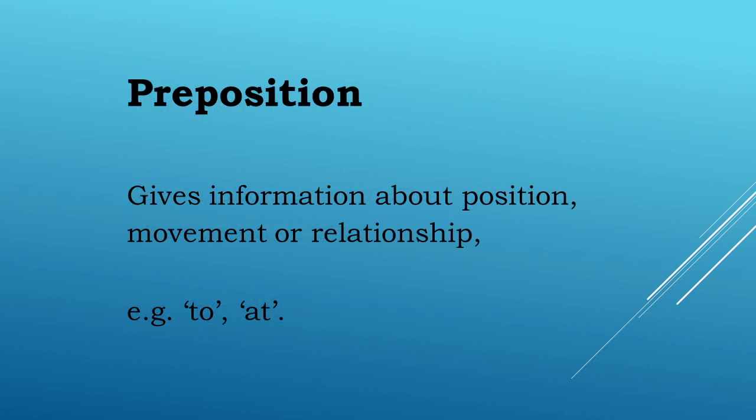Then there are prepositions. Prepositions are often very small words, and they give us information about position or movement or relationship. For example, to, at, in, on, from. If I give a present to my friend, the present is physically moving from me to my friend. So the preposition to indicates that movement. If I am waiting for a bus, I am standing at the bus stop. So at indicates my position.